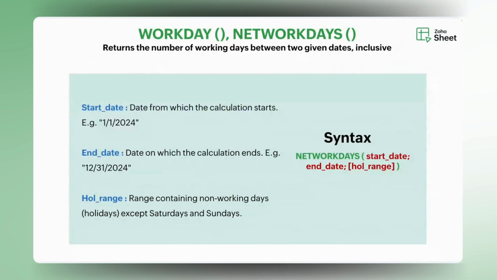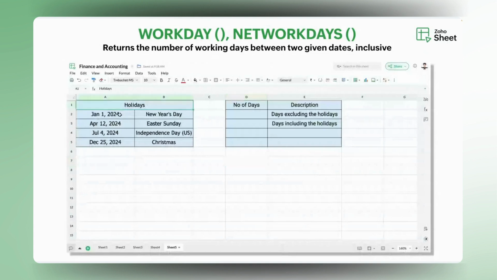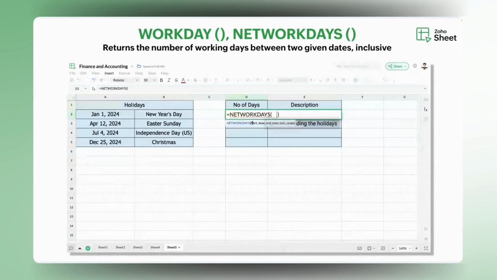So here's a quick example. As you can see on the screen, you have the holidays listed on the left side, and you're looking to calculate the number of days, excluding the holidays and including the holidays. So it's straight to the point. All you have to do is enter the formula, followed by the starting date and the ending date, and you'll have to include the holiday range in between, which you can select from the left pane. It's again direct and straight to the point.